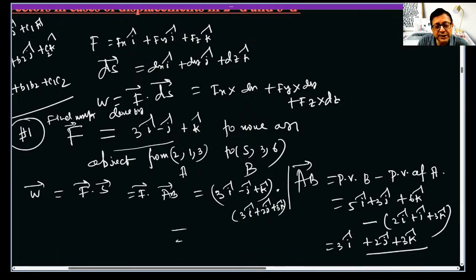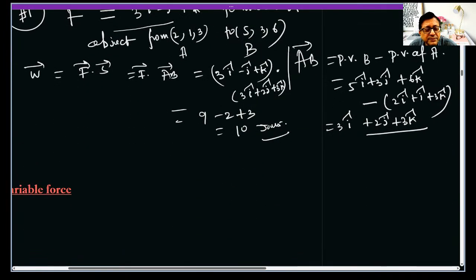So this is going to be, I have explained to you, force into displacement. So there will be 3 into 3, 9, minus 2, plus 3. That is 10 joules, or you write 10 units. Clear?